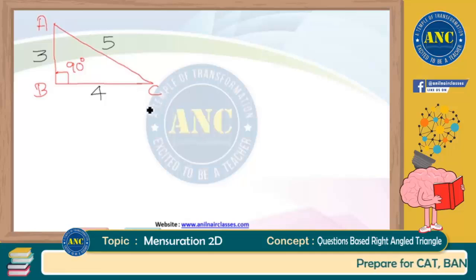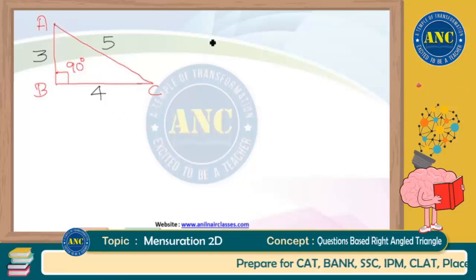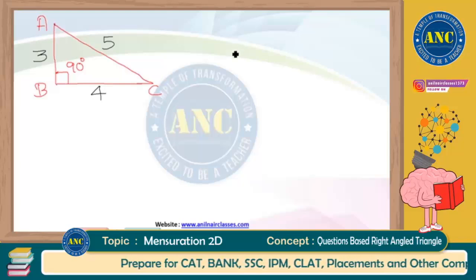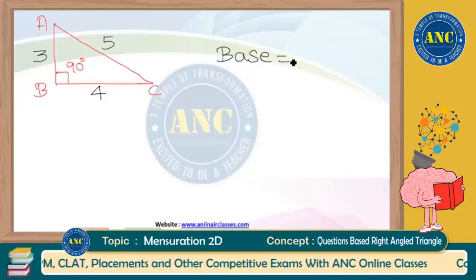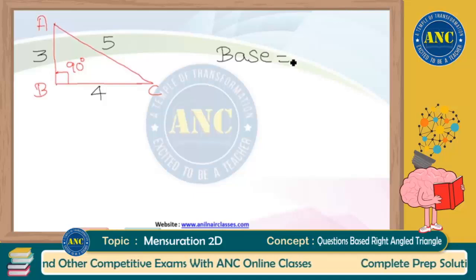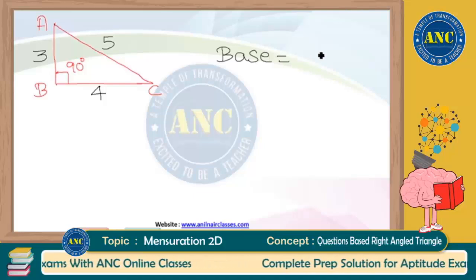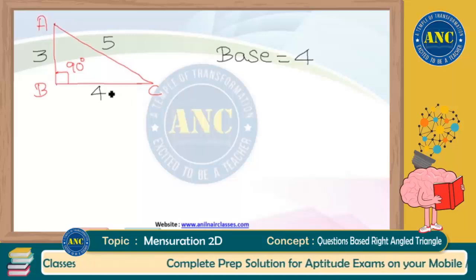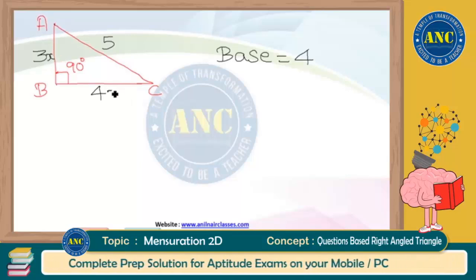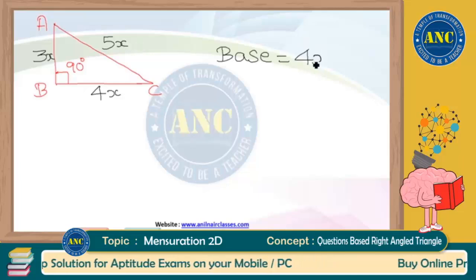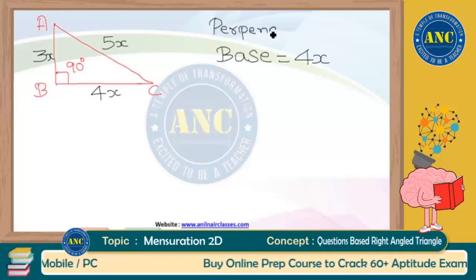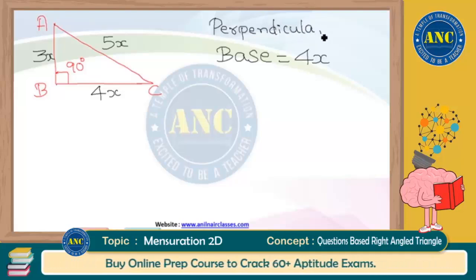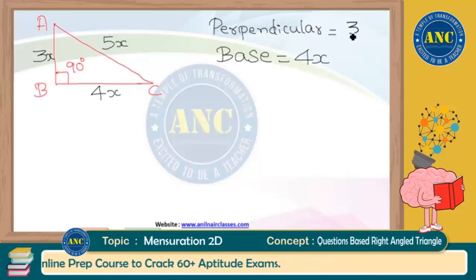Now, if you observe carefully, AB is the perpendicular to the base BC. Base is nothing but BC. In this 3, 4, 5 right angle triangle, the base is BC, which is 4 units. Suppose I call 3, 4, 5 as 3x, 4x and 5x, then the base becomes 4x units. Similarly, the perpendicular or the height in this right angle triangle is AB, which is 3x.